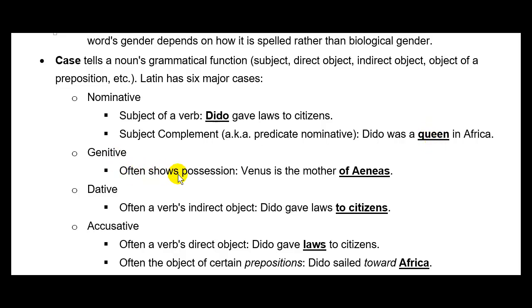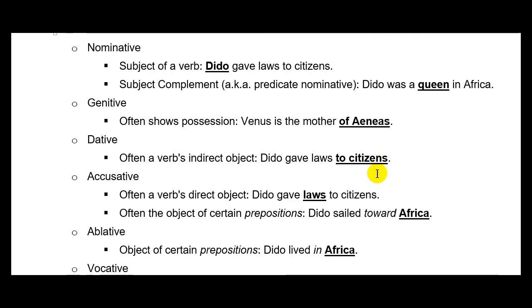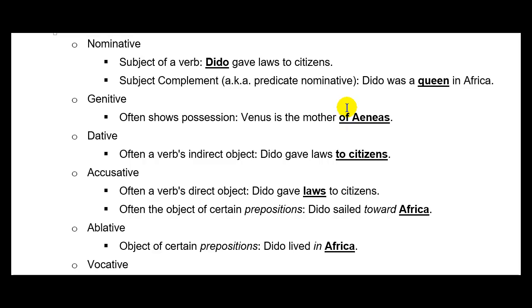The genitive case in Latin is usually used to show possession. Venus is the mother of Aeneas. And in Latin, when we translate a word in the genitive case, we oftentimes have to add in the word of. The dative case is often used as a verb's indirect object. Dido gave laws to citizens. And when we translate the dative case in Latin, we oftentimes have to add in the word to.